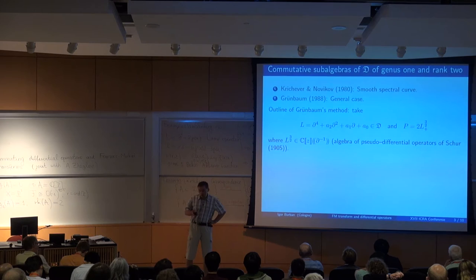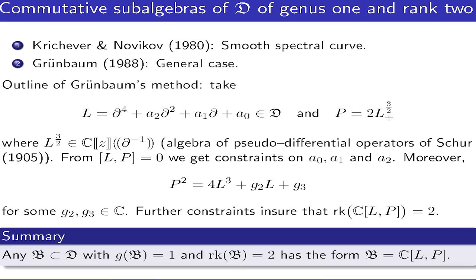And actually, the reason Schur introduced pseudo-differential operators was his interest in commuting differential operators. Again, the work of Schur was forgotten, so it was remembered that he introduced pseudo-differential operators, but it was forgotten for what reason. And then it was rediscovered in the 80s. Then, imposing that L and pi commute, we get some constraints on the coefficients, and then it is automatic that L and P satisfy such a relation. We have to work a little bit more to ensure that we get an algebra of rank 2, that we do not generate an operator of degree 1. In summary, any genus 1 algebra has such a shape.